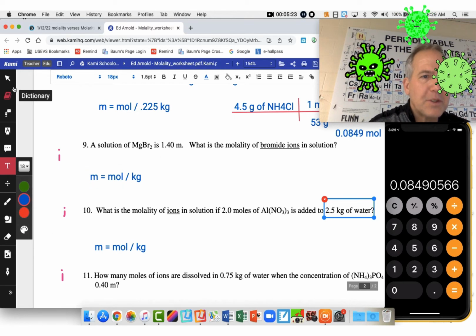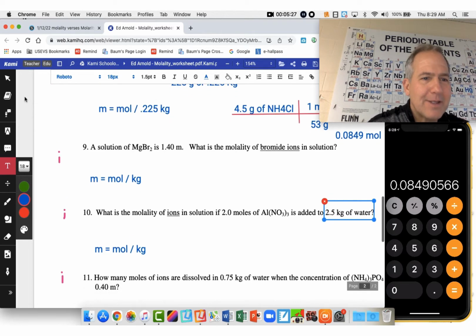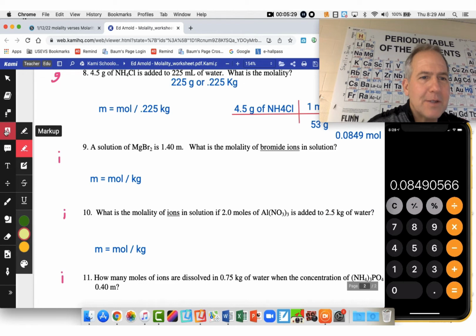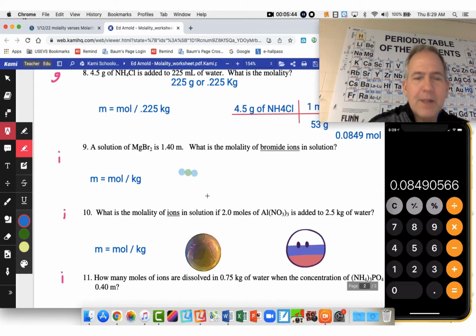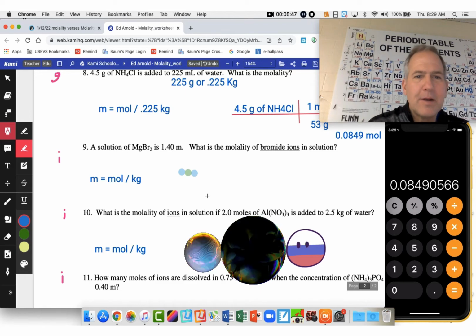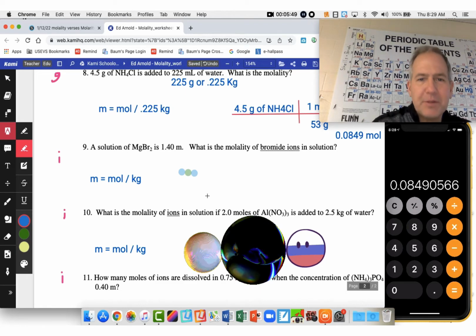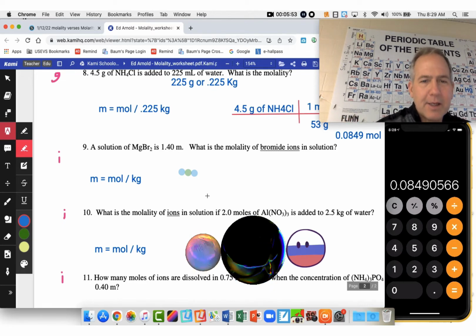So remember dissociation? That's that word I like to say a lot. Dissociation is talking about the number of particles. So let's say this is an Mg, and then we'll say that this is a bromide. Now look at the formula, MgBr2. So we have 2 bromides stuck onto an Mg. That's the magnesium bromide ionic compound.